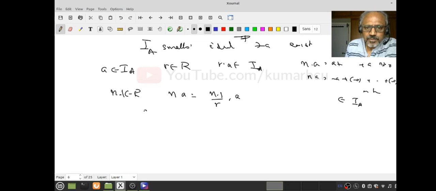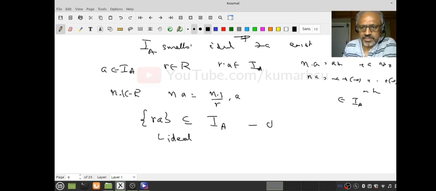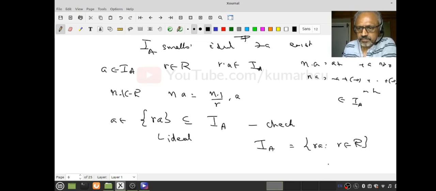Now let me look at the collection RA. Therefore RA must be in I_A. But what I find is this is already an ideal. This is very easy to check. Check this is an ideal. So I_A is the smallest ideal which contains A, but RA is an ideal which already contains A. Therefore the conclusion is I_A must be the collection RA as r varies over R. Okay, pause, review, proceed. This is okay. Unlike your algebra teacher, I did not define the principal ideal. I arrived at that principal ideal.